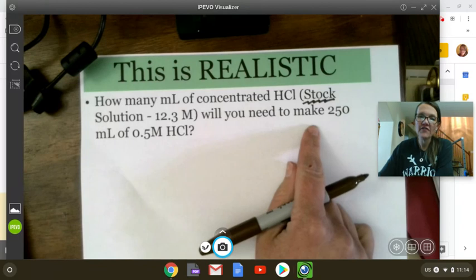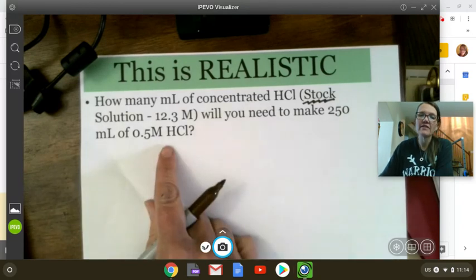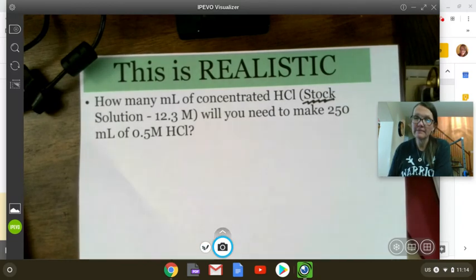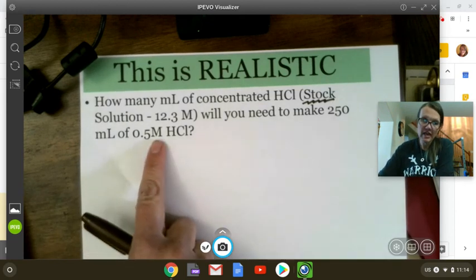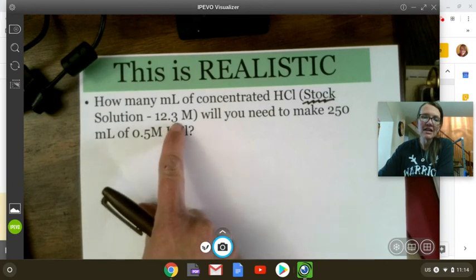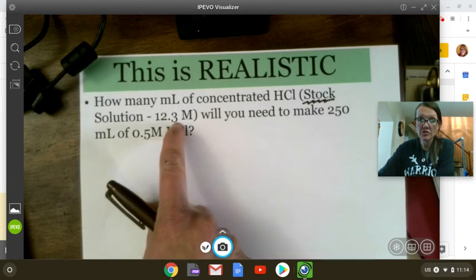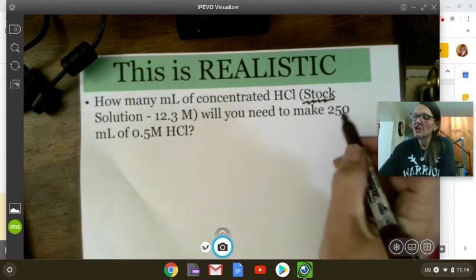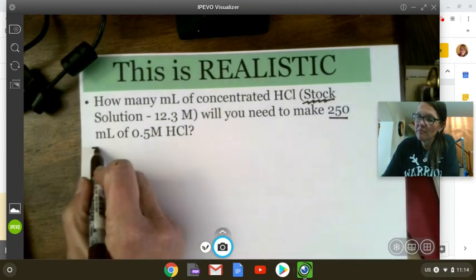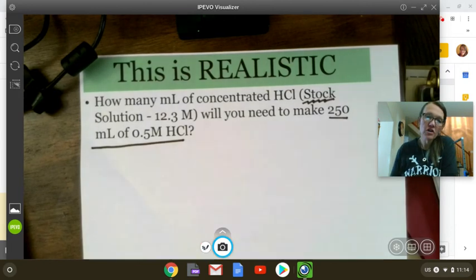make 250 milliliters of 0.5 molar HCl? This is a really realistic problem. This is the kind of problem that I do all the time in the chemistry lab. I know the volume of a solution that I need, and I know the concentration I want. So how much of the concentrated or stock solution do I need to get out of the container in order to make this solution? Okay, so this 250 milliliters of 0.5 molar, that all goes together on the after side.